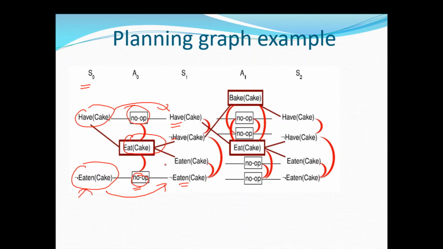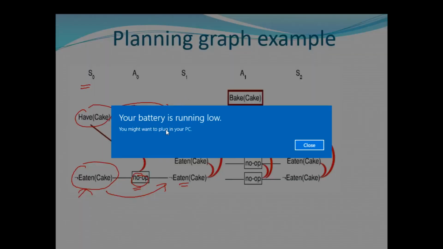So here wherever there are gray lines, there is this red line. So basically, they are mutually exclusive things, right? Fine. So now there is a question: when should we stop this planning? We should stop the planning if we encounter two rows that are identical. We should stop when we encounter a situation where two rows are identical.